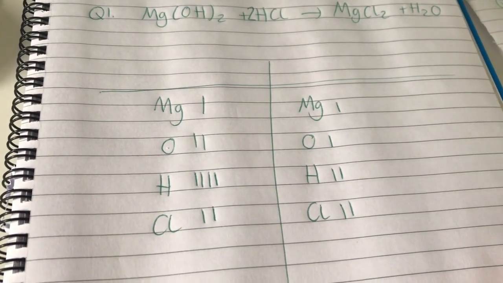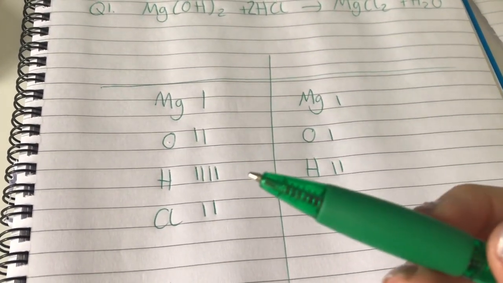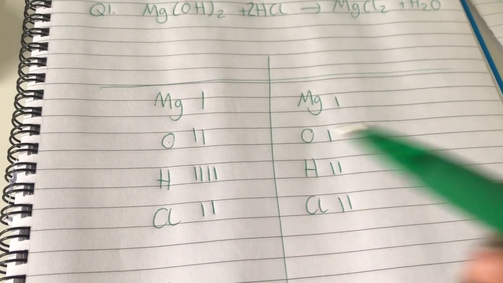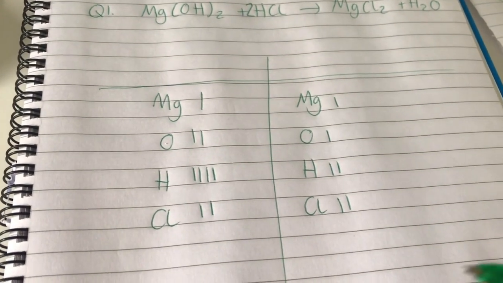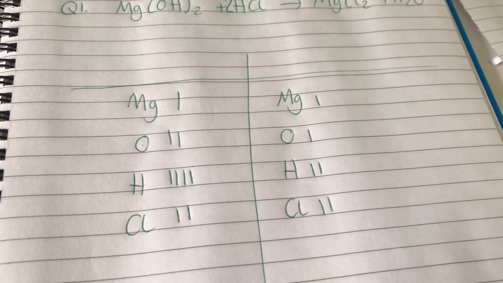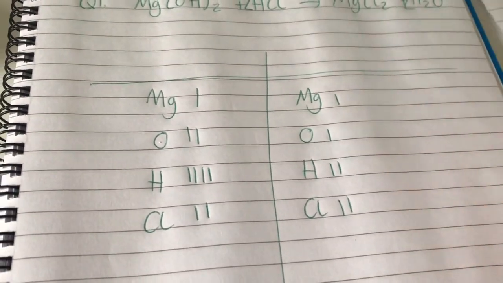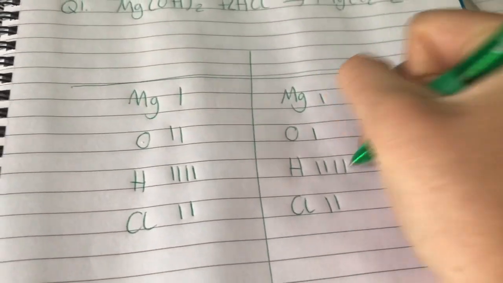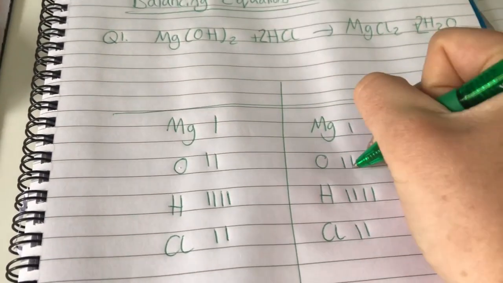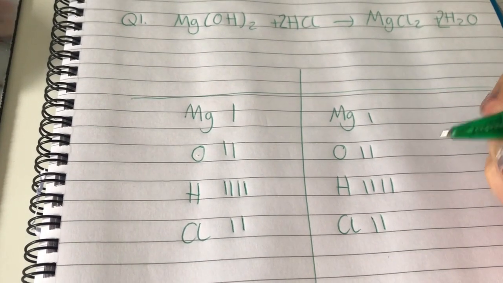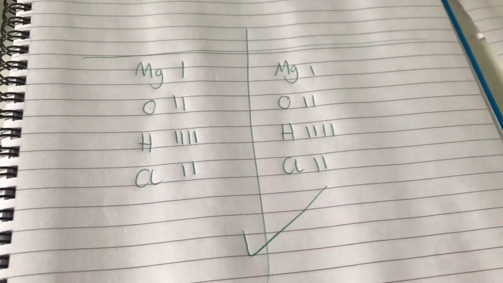And then we look at, okay, I've got 4 compared to 2 chlorines and 2 oxygens compared to 1 oxygen. So I'm going to put a 2 in front of these products here, which means that I would have 4 hydrogens and I'd have 2 oxygens. And now we compare our ratios and they are the same, and that equation is now balanced.